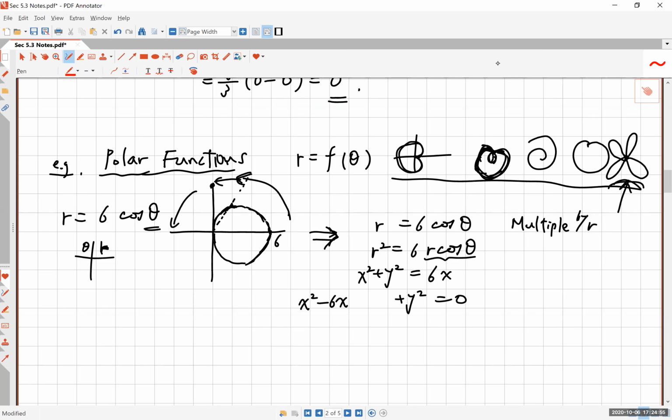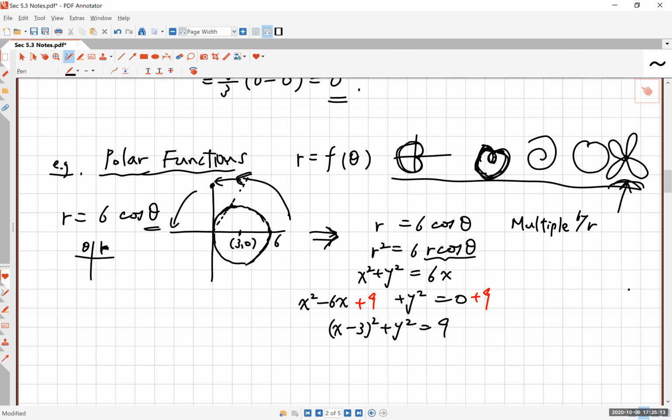Once you straighten this out here, you can add 9 to both sides, and that's completing the square. It tells you exactly what the graph is supposed to be. Of course, it's a circle of radius 3 centered at (3, 0).